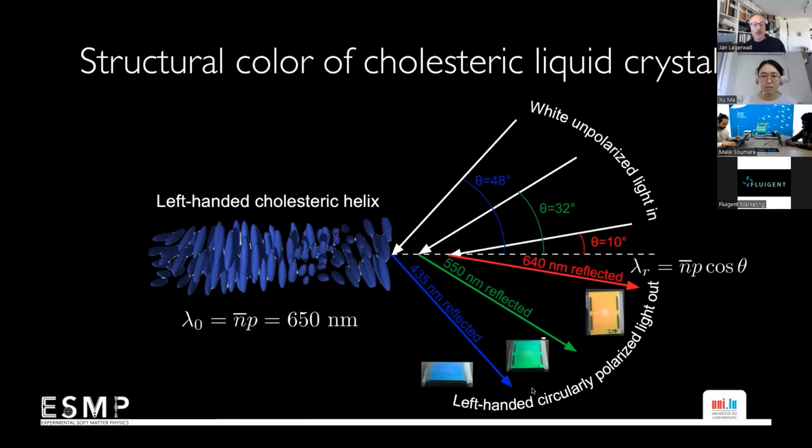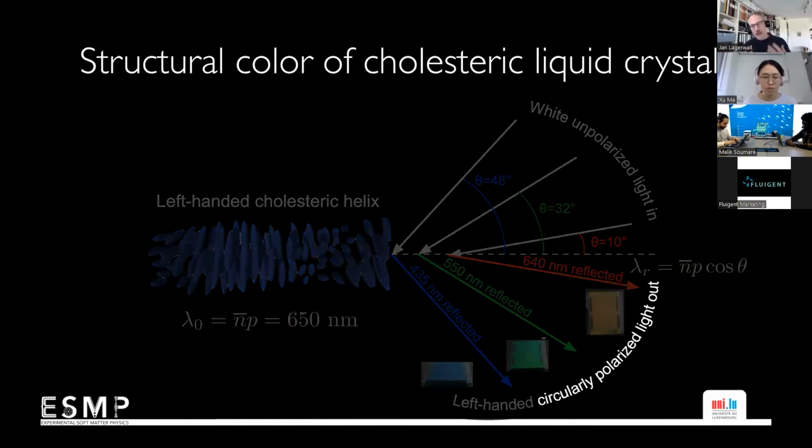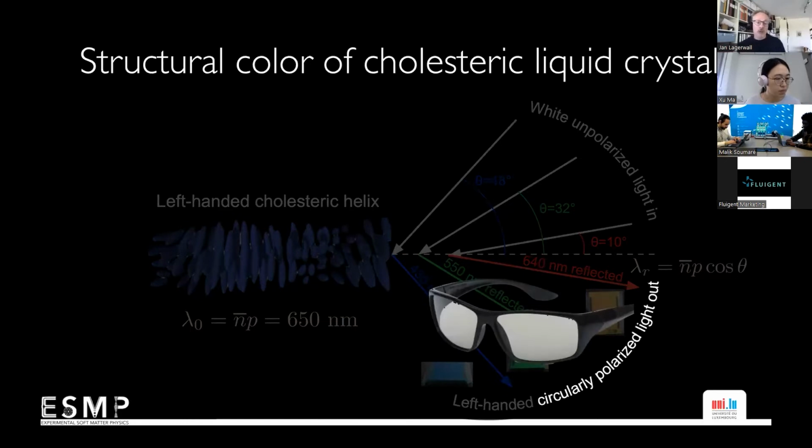But because this is a helix, it's a chiral medium, there is another very important aspect, and that is that the reflected light is also circularly polarized. So not only do we have selection in color, we also have selection in polarization. And polarization is really important. Our eyes cannot detect polarization. But if you go to 3D cinema, you may be wearing these goggles, and what they are, are circular polarizers. So what they do is that they filter according to circular polarization.